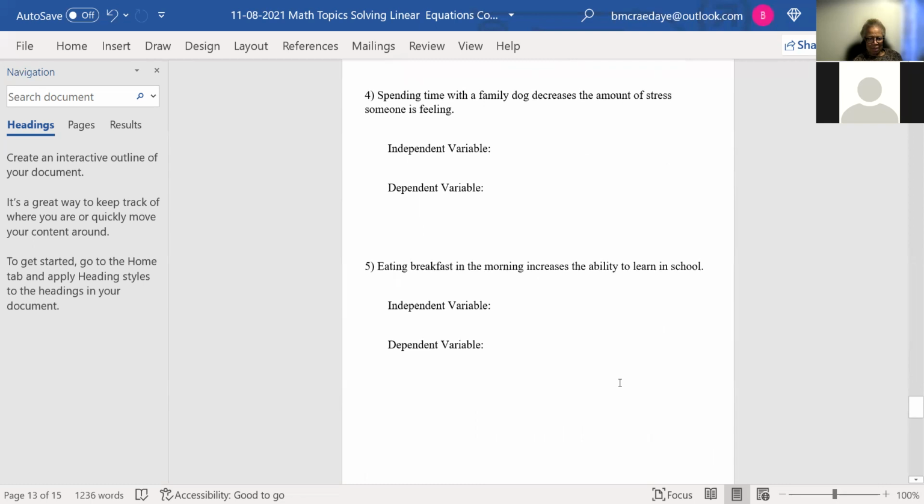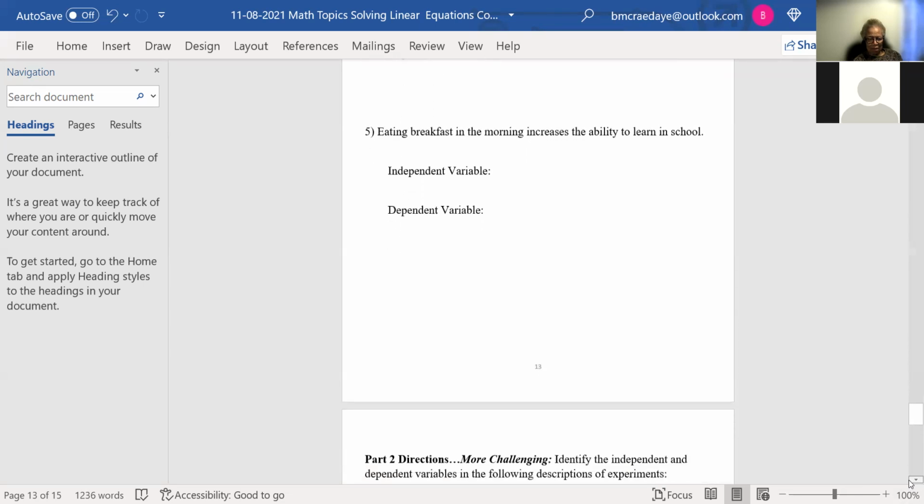Eating breakfast in the morning increases the ability to learn in school. Eating breakfast in the morning is independent. Okay. And what's the dependent? Increasing the ability to learn in school. Right. The increasing ability to learn in school is dependent upon eating breakfast in the morning. All right. 5 out of 5.